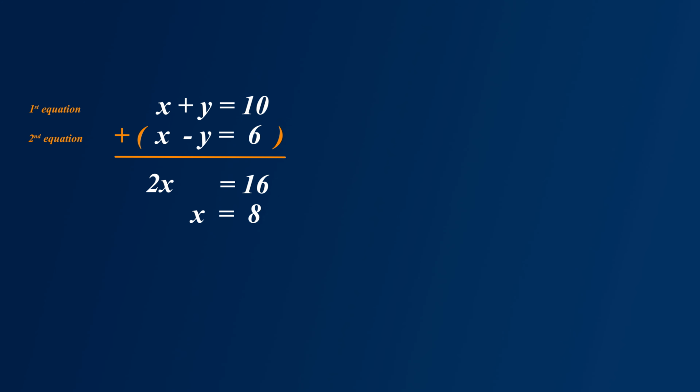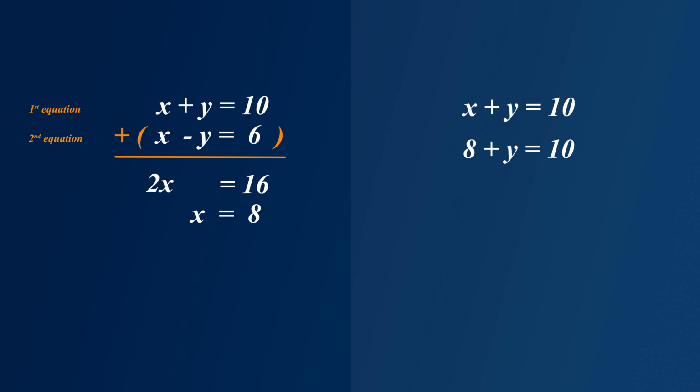So how do we find the value of y? Well, we substitute x equals 8 back into one of the original equations. So x plus y equals 10, but we know that x equals 8. So y must equal 2.